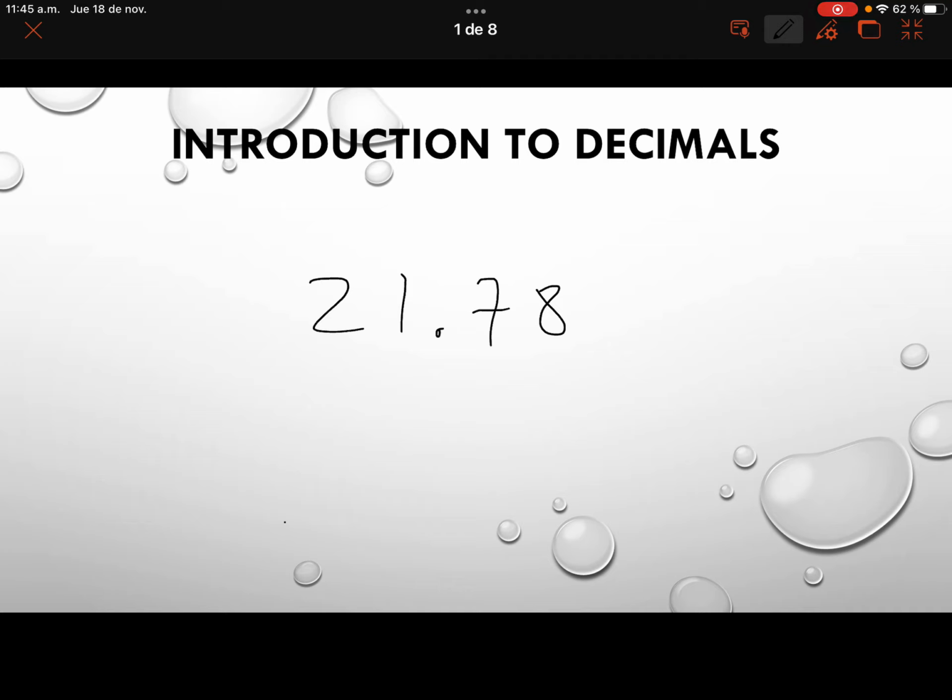A number written in decimal notation has three parts. Okay, this part is the whole part. This is the decimal point and this one is the decimal part. The decimal part of the number represents a number less than 1.